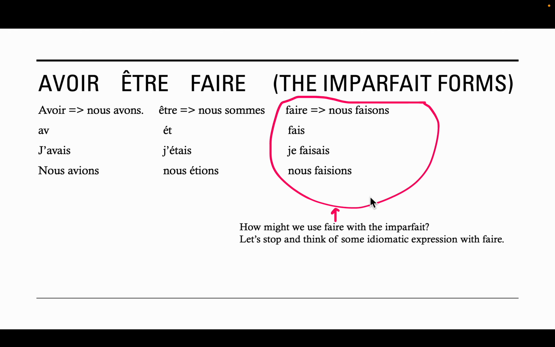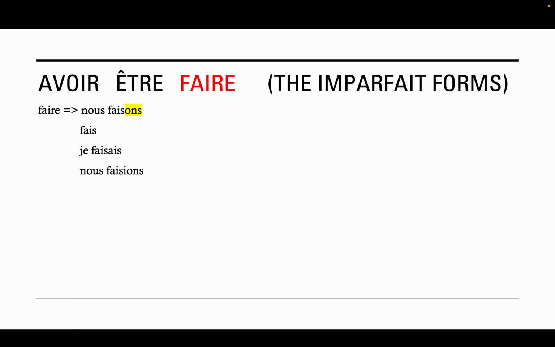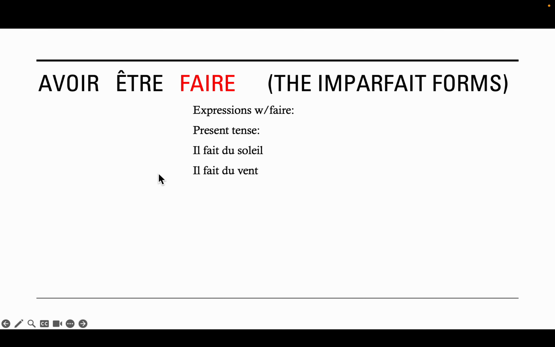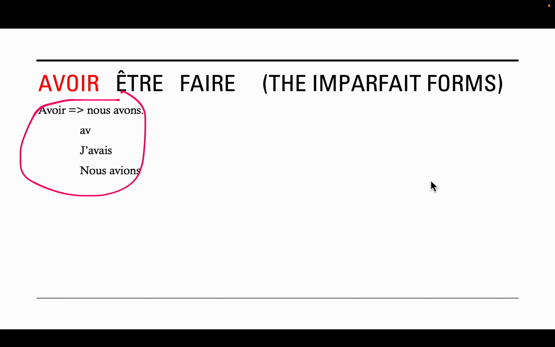Now let's look at faire. How might we use faire with the imparfait? Let's stop and think of some idiomatic expressions with the verb faire. So we have the imparfait of faire. So we have je faisais, nous faisions. Expressions with faire, let's take these two. Il fait du soleil, il fait du vent. In the imparfait, we have il faisait du soleil, il faisait du vent. When we're describing something in the past, for example, weather, we use the imparfait.